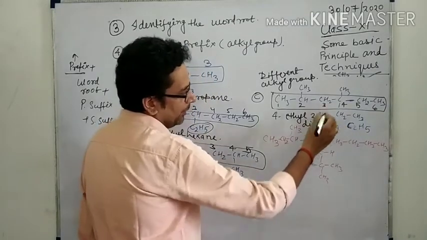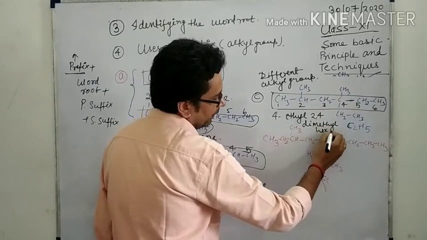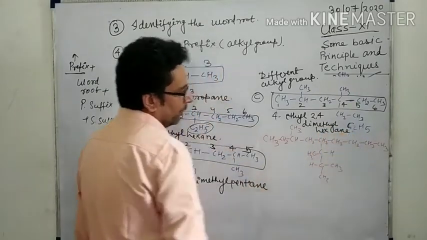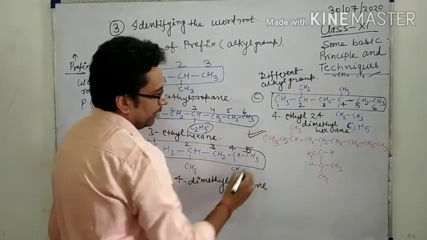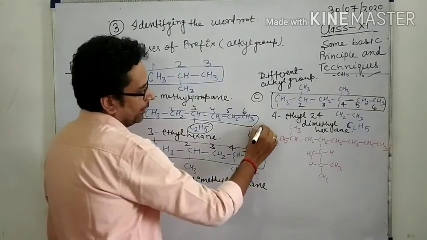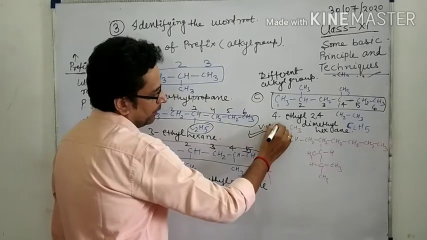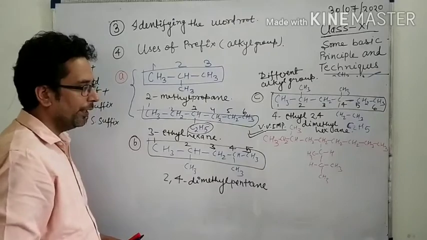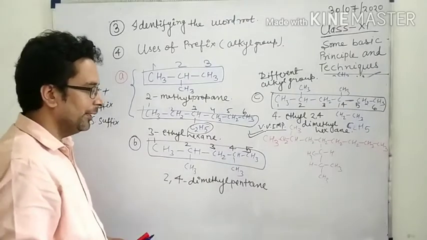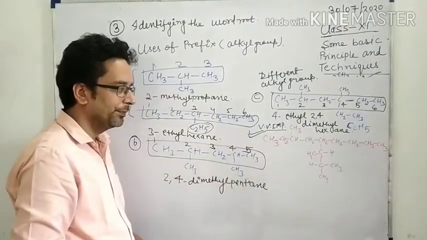Total number of carbon is 6, hexane. Okay, now look here, this one. This is very, very important. Okay, why? Because it is an example of a complex substituent.